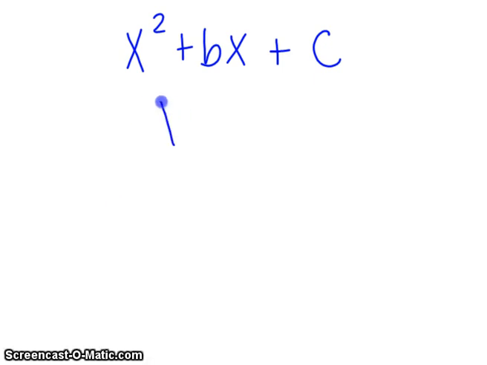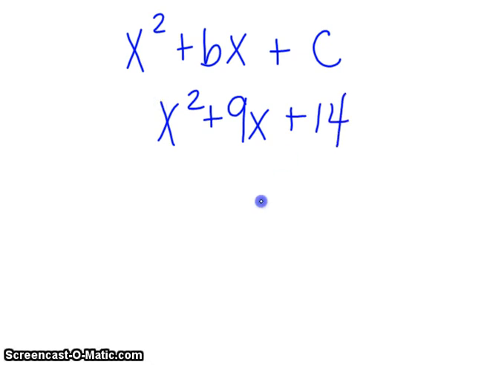In this tutorial, I want to show you how to factor a trinomial where the leading coefficient is 1. So if we're looking at something like x squared plus bx plus c. For this first example, let's look at x squared plus 9x plus 14.